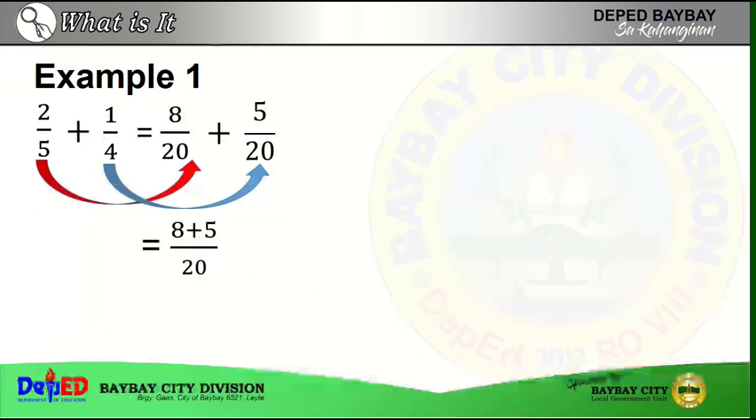Now we can easily add the fractions since they are similar. This is equal to 8 plus 5 all over 20. So 8 plus 5 is equal to 13, then copy the denominator 20. Another example, for subtraction. Example number 2.